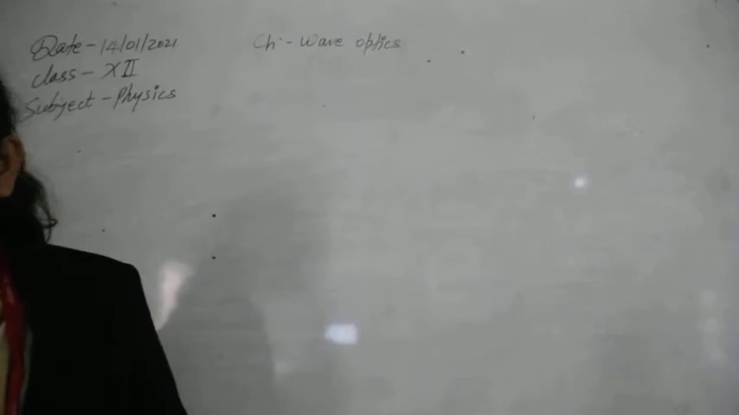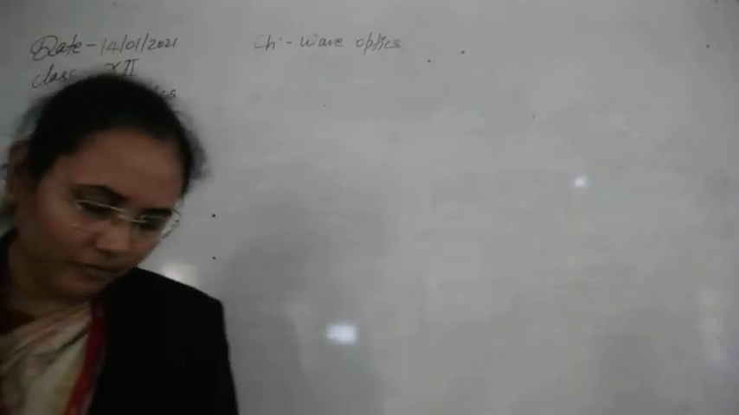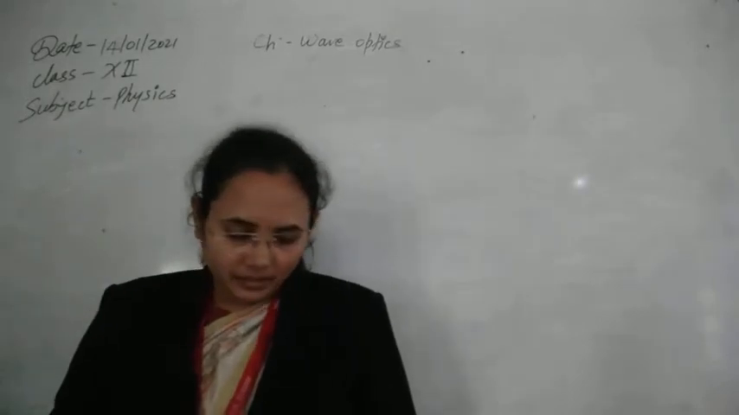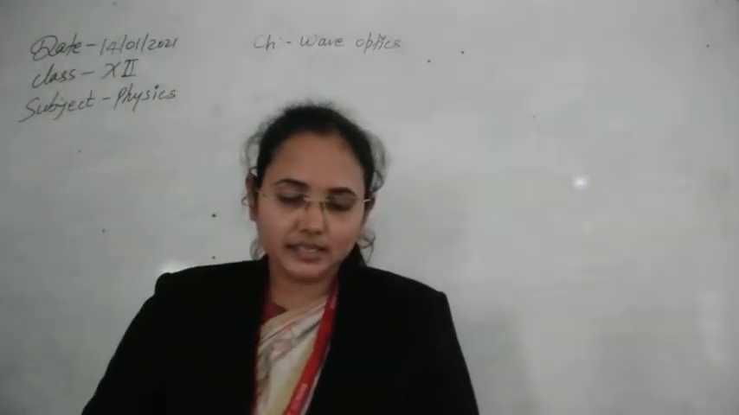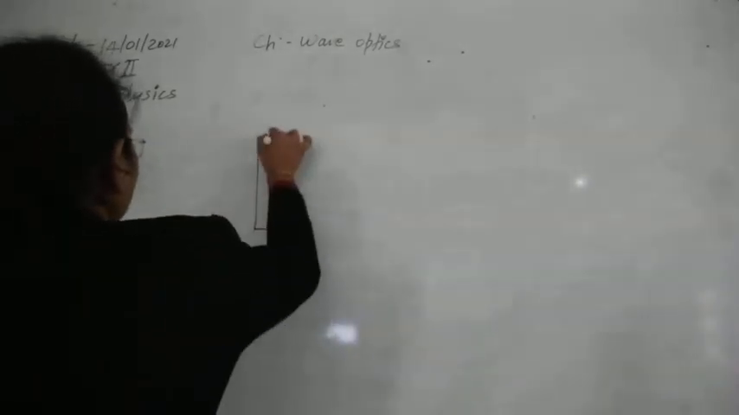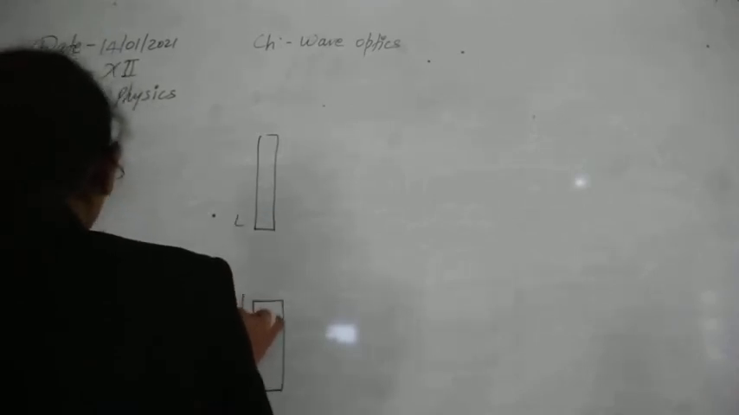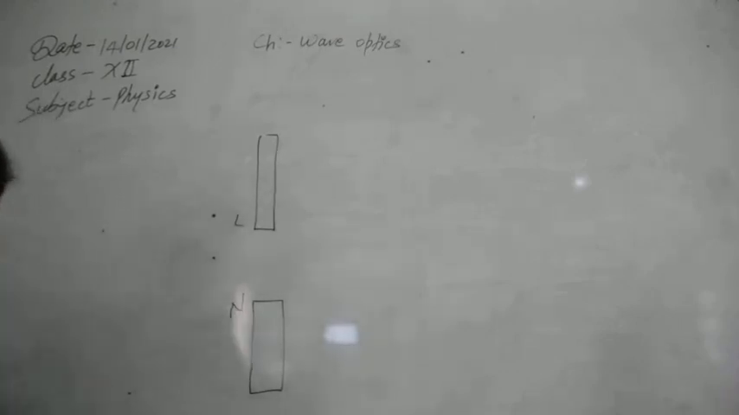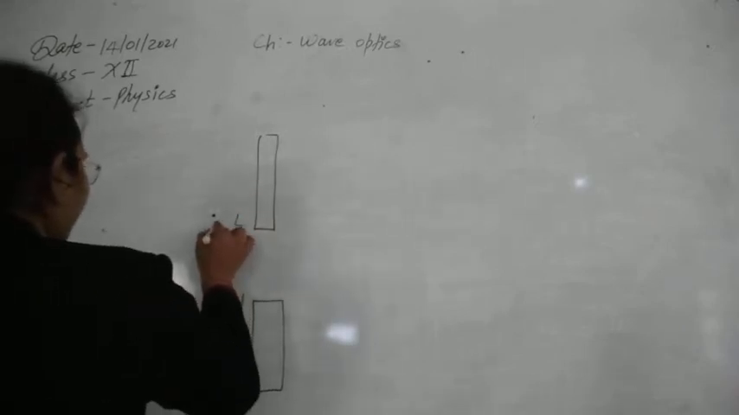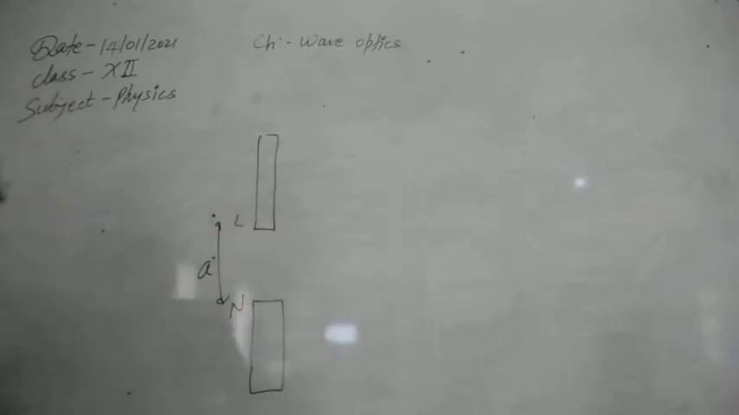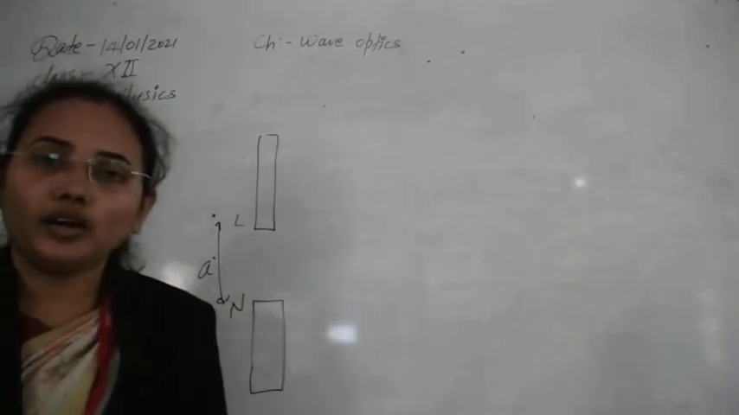For that, let us suppose a parallel beam of light with a plane wavefront is made to fall on a single slit LN. So suppose we have a single slit here. This single slit is LN. Now suppose the width of the slit, this LN, is a. This a is the width of the slit. Here this a should be of the order of the wavelength of light.